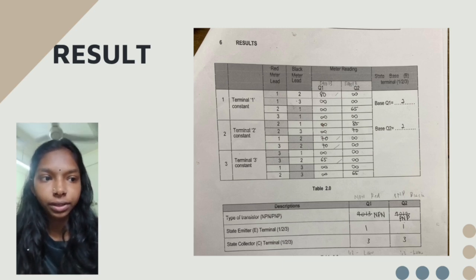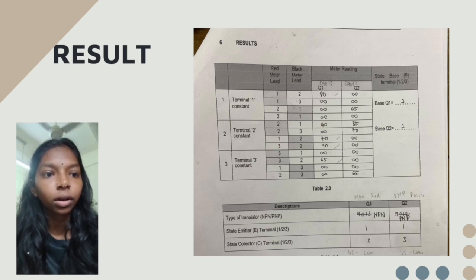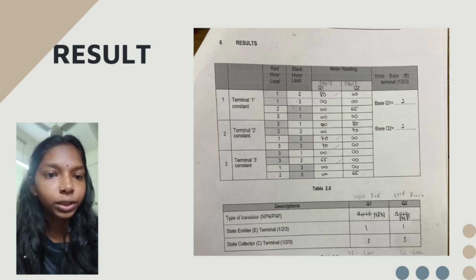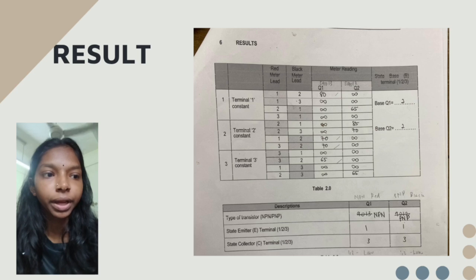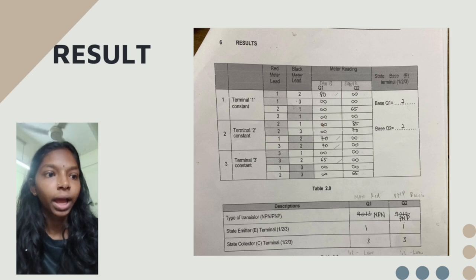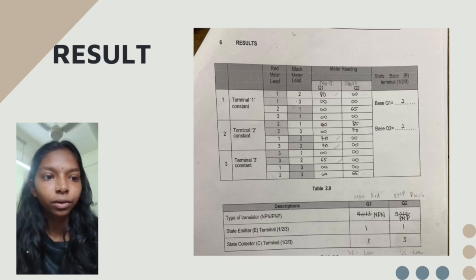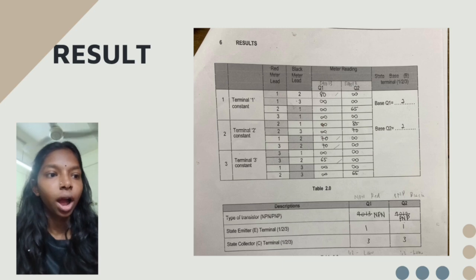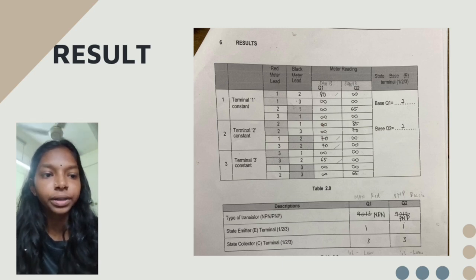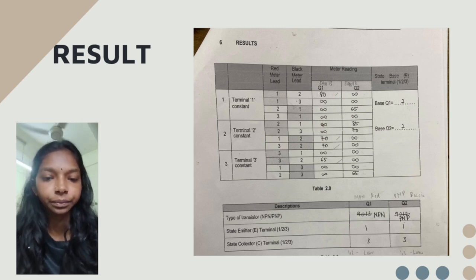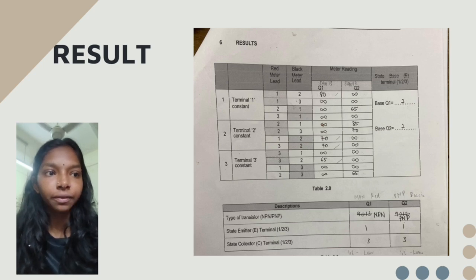Base identification for both Q1 and Q2. Conduction occurred when the multimeter was connected with the correct polarity for NPN and PNP transistors, proving that terminal 2 is the base in both cases. Emitter versus collector identification: lower resistance when forward biased is the emitter, higher resistance when forward biased is the collector.